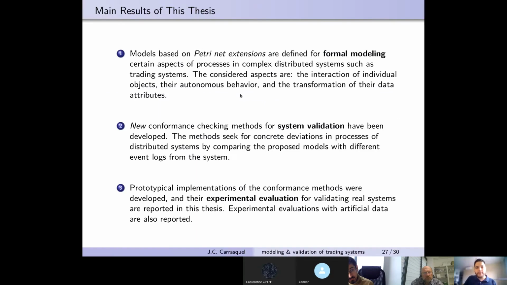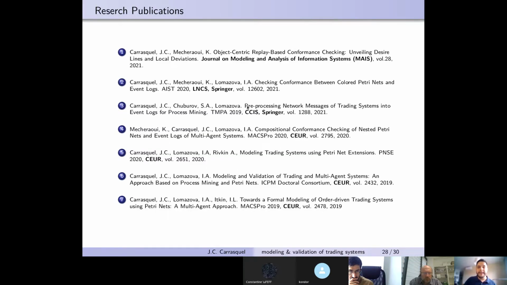Concluding remarks. So these again are the results of the thesis, the models, the techniques that exploit these models, and the experiments that demonstrate the practical value of our approach. The publications: during my PhD, I worked from 2018 to 2022. So these are the papers that describe this work.